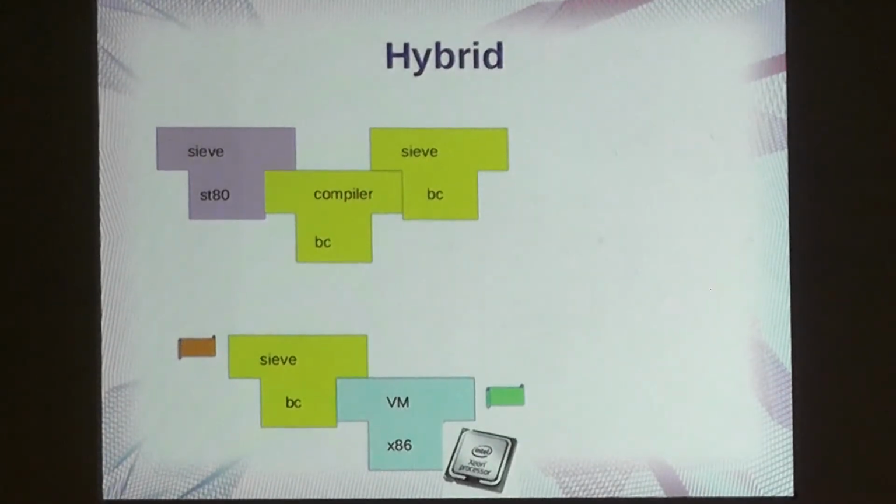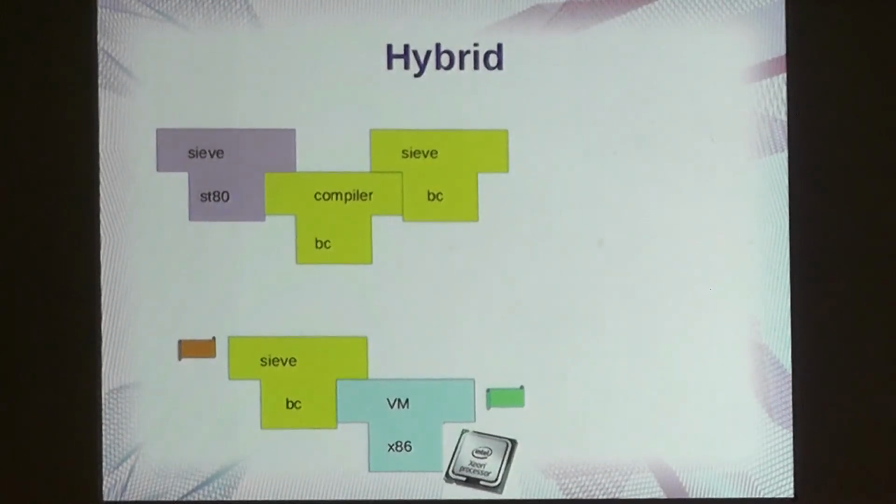And I can also have a hybrid system, which is what we've been seeing here, where if I have a sieve process written in Smalltalk 80, and I have a compiler written in bytecodes, then I can generate the sieve in bytecodes. Now that I have the sieve in bytecodes, I can have a VM, the virtual machine, which is a process written in x86 machine language, running on an actual physical processor. You have this tower, eventually you have to get to actual physical hardware, or else you don't actually have running code. So it will produce the result.